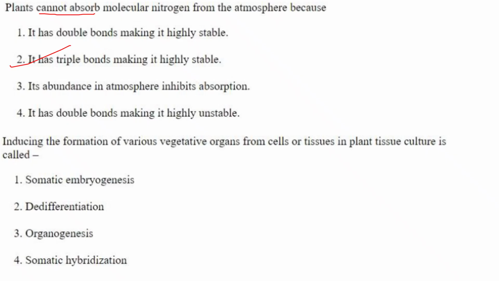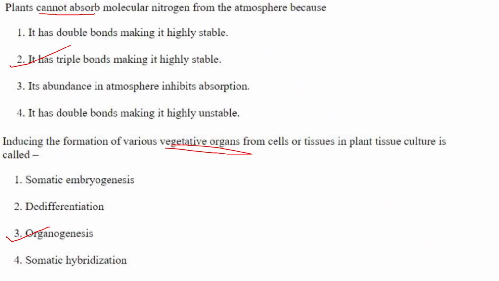Then, inducing the formation of vegetative organs from cells or tissues in plant tissue culture is called. They have given vegetative organs there, so it is nothing but organogenesis. What does somatic embryogenesis mean? The somatic cells of the plants develop into embryos in tissue culture media.